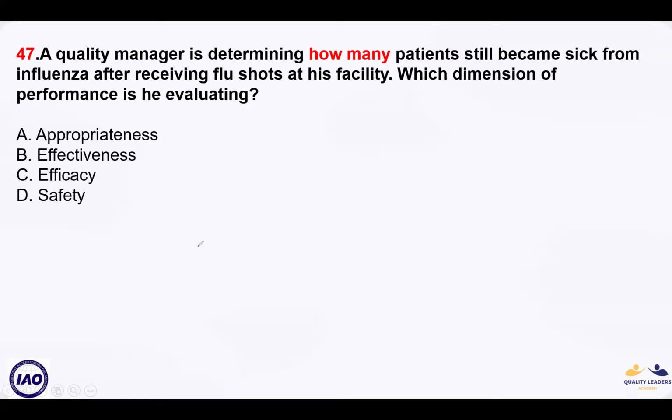We all know efficacy is the capacity of a drug to achieve a successful outcome in a controlled setting. Effectiveness is an outcome in real-time settings wherein we have different parameters, different characteristics of the patients, drug adherence, comorbidities, etc. Right? So in a real-time facility, the dimension of performance he's evaluating is effectiveness.